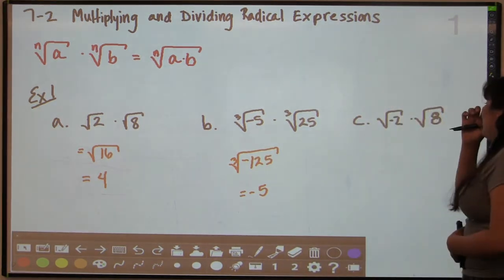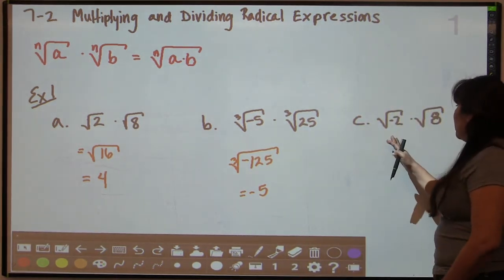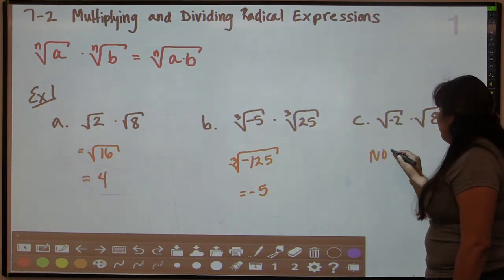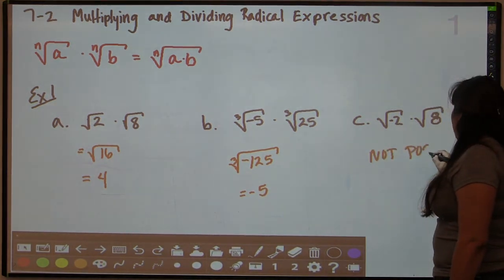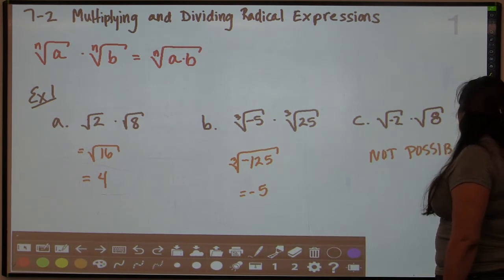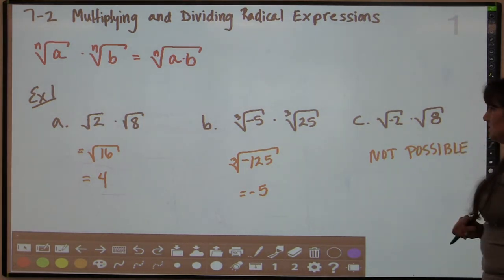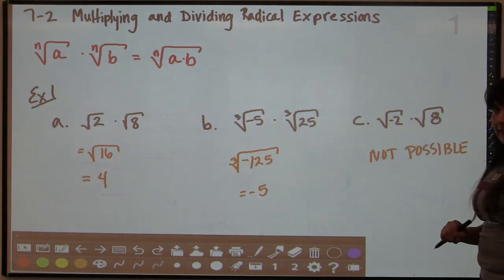All right, and then this last one, we've got the square root of negative times the square root of negative. And this one is going to be not possible. We don't even have to go any further, because even if I multiply the two, I'm going to get the square root of negative 16. And you can't take the square root of a negative number, or the even root of a negative number. So that one's not possible. And that is how complicated this is.